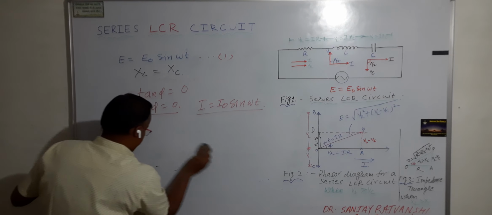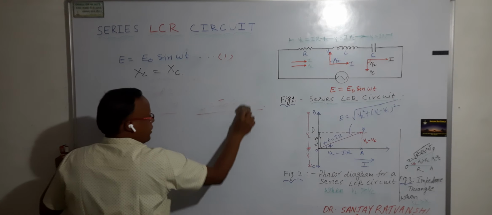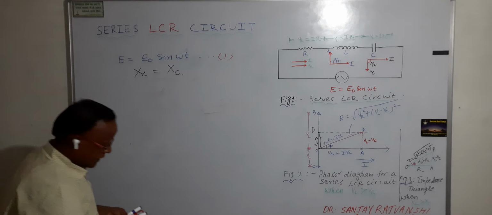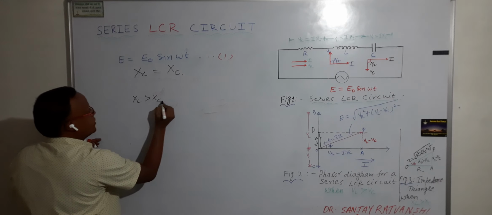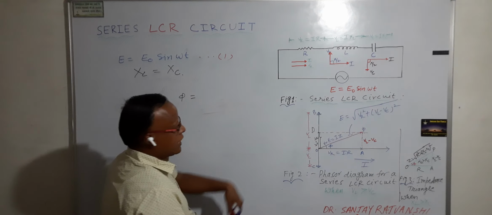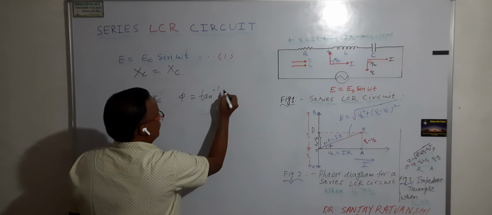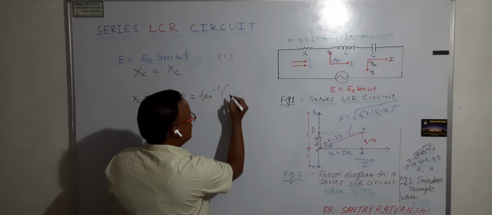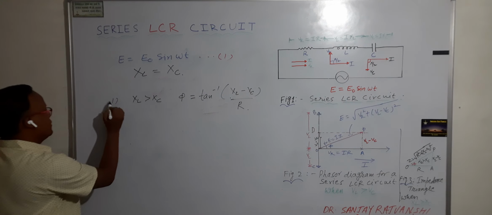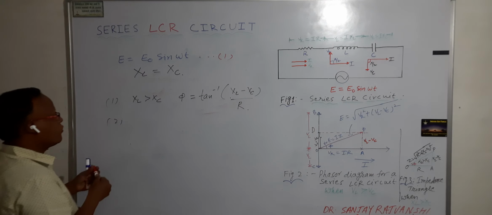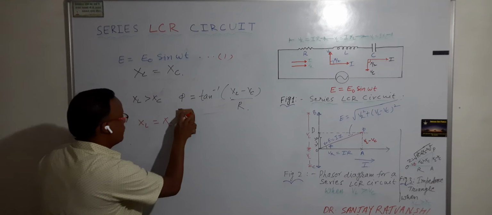Pure inductive, pure capacitive, and pure resistive circuits we discussed in the last lecture, so you can watch that video also. So three cases: when XL is greater than XC, phi you can find out as tan inverse of (XL minus XC) upon R. Second, XL equal to XC, we will discuss in the next topic. This is called the resonance condition. In this case, phi is 0.